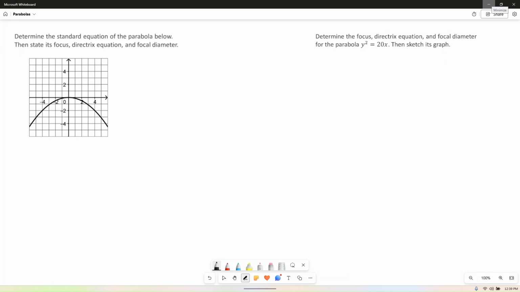Let's look at a couple examples of parabolas in their standard conic section format. Okay, so in this first example, we have the graph of a parabola. It opens downwards, and it looks like it passes through the point (4, -2).